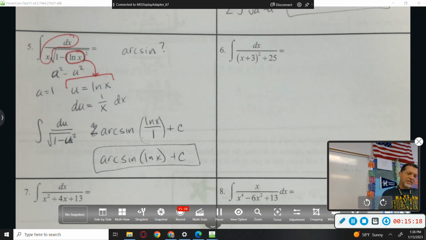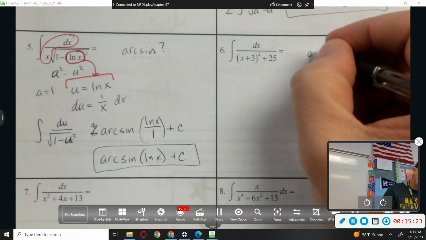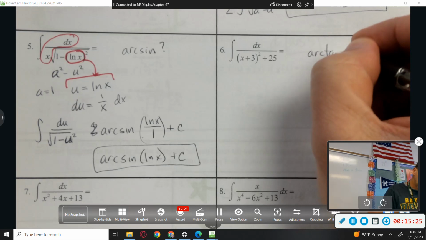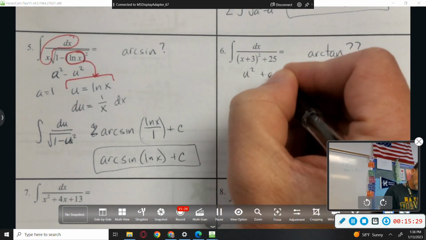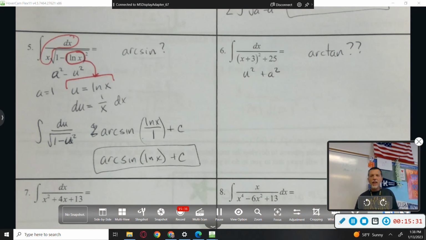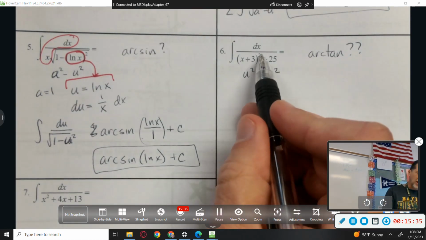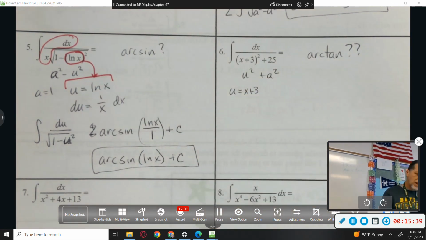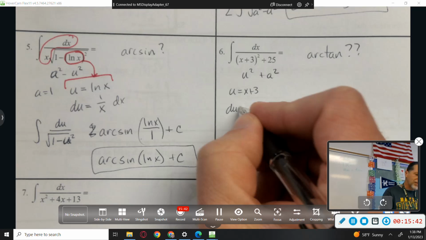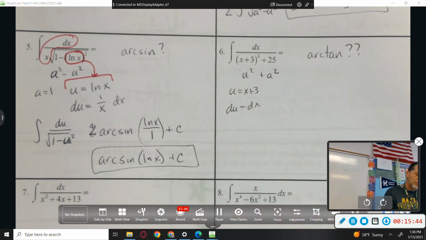Arctan. Something squared plus a number looks like arctan. No square roots involved, so arctan, maybe? So we're thinking u squared and a squared. I mean, they set it up really nice for us here. That would mean u equals x plus 3. du is dx, so that's good. Don't have to really worry about it.